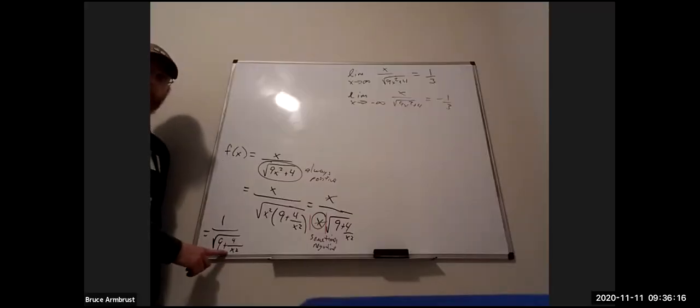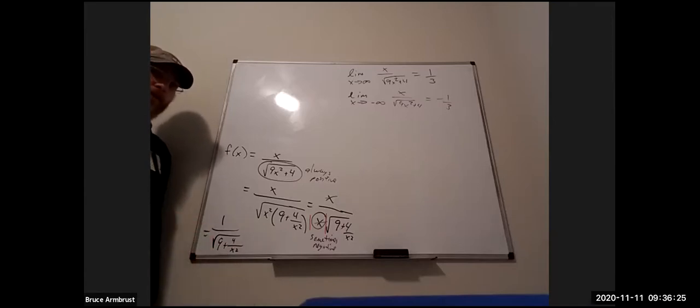I have a quick question. Sure, go for it, Alia. I was just curious, how did you get to the original 1/3 from 1 over the square root of 9 plus 4 over x squared? Okay, so the 4 over x squared goes to 0. When x gets really big, 4 over x squared gets really small and basically goes away.